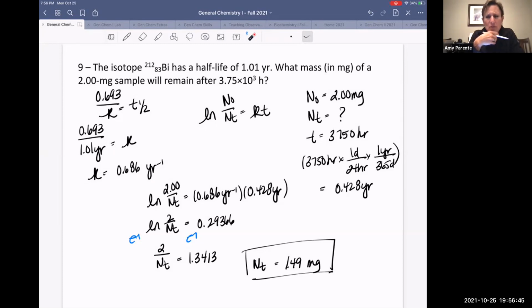I want you to be able to ballpark things too. So again, the half-life is a year. Let's ballpark half a year going by. So I've only gone through half of a half-life. So I should be more than 1 milligram left. I should be somewhere between 1 and 2 milligrams. Okay, so that's a way to ballpark and make sure that your math is right.